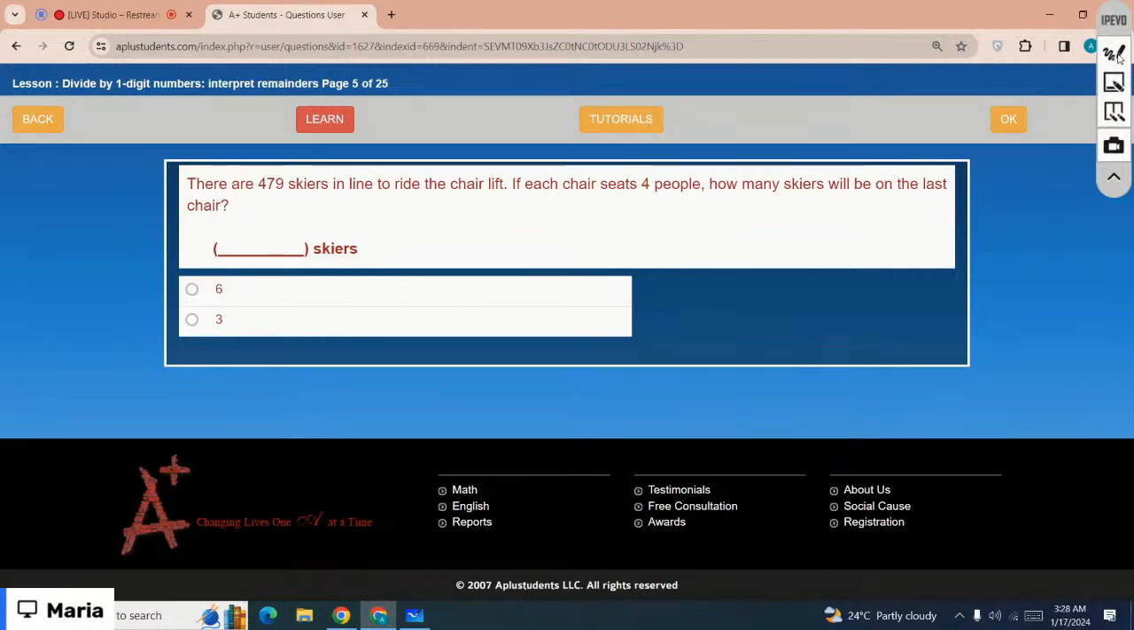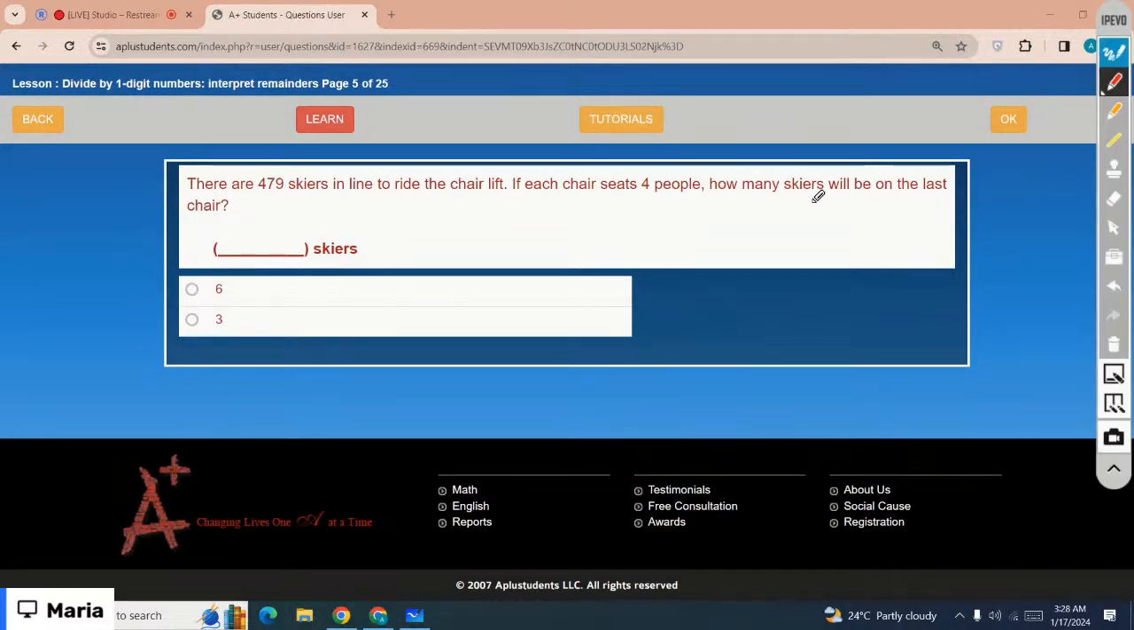There are 479 skiers in a line to ride the chairlift. If each chair seats 4 people, how many skiers will be on the last chair? You have to divide 479 divided by 4.